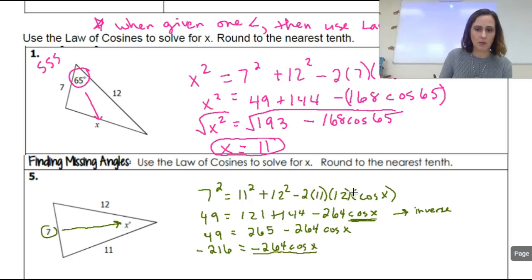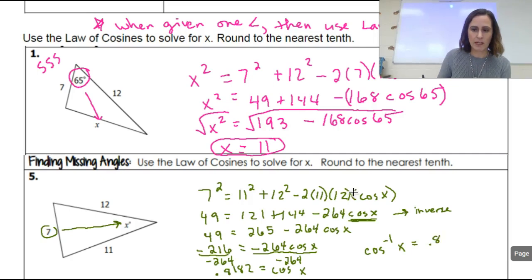And then finally, we have to divide by the negative 264 on both sides. So you'd be left with 0.8182 is equal to the cosine of x. So we would have the inverse cosine of 0.8182 is equal to x. And when you hit the inverse button, your angle for x would be, to the nearest tenth, 35.1 degrees.